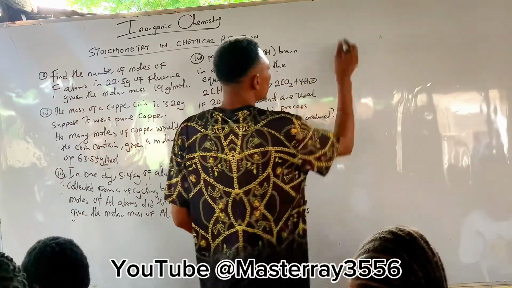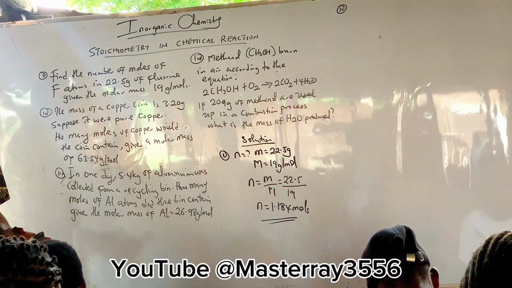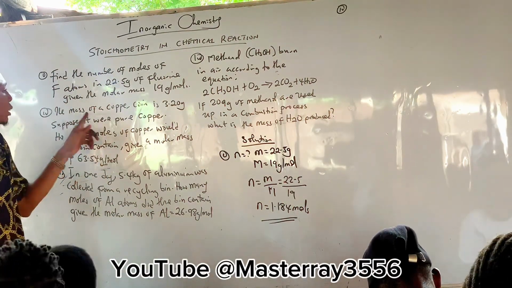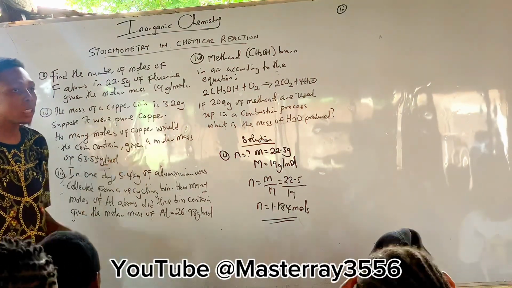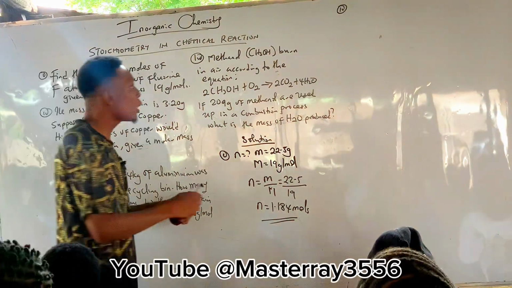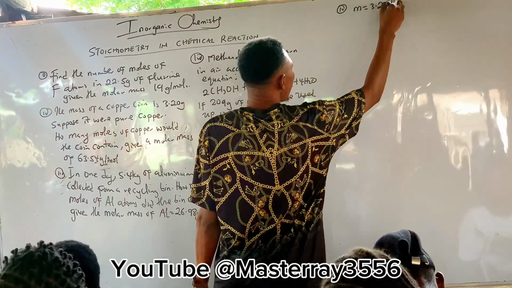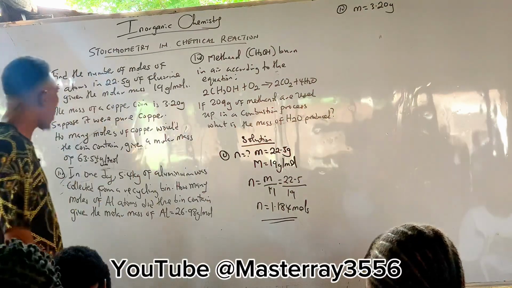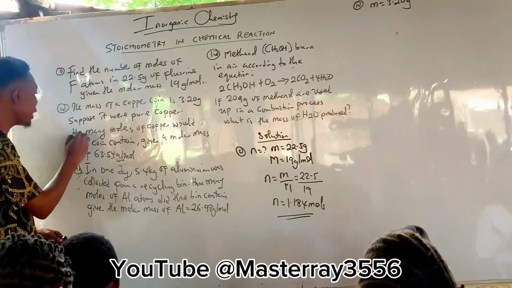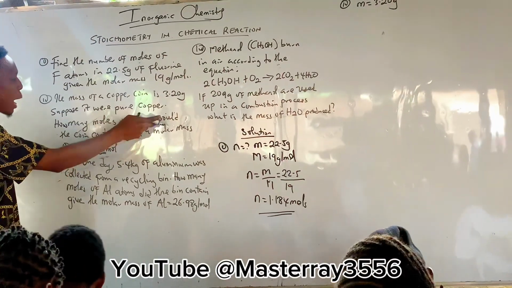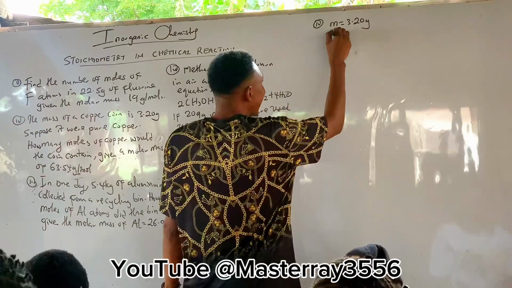which is number 2. Please pay attention. We are told that the mass of a copper coin is 3.20 gram. So here we are given our mass, 3.20 gram. Suppose it were pure copper, how many moles of copper would the coin contain? How many moles? That we are looking for n.